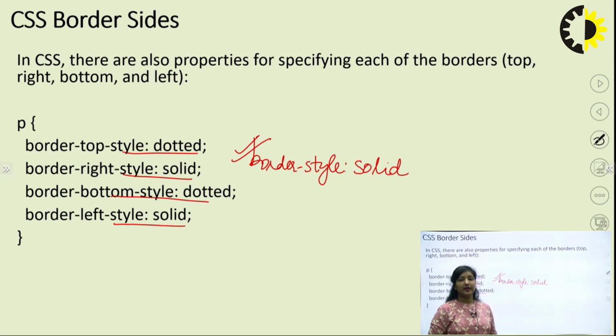Apart from this, I can make all the sides of the border different as well. Like in this, we are having top style solid, right dotted, bottom solid and left dotted. So in this way, all the sides can be of different styles.